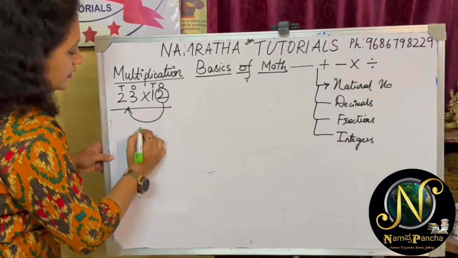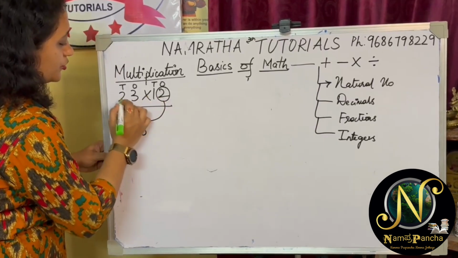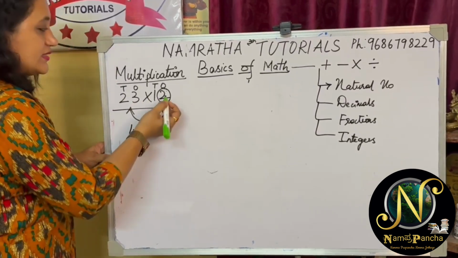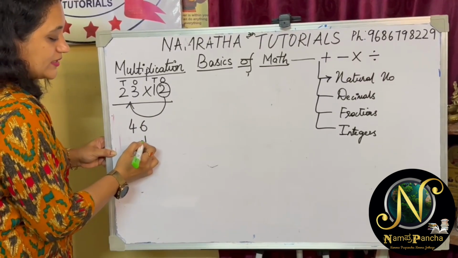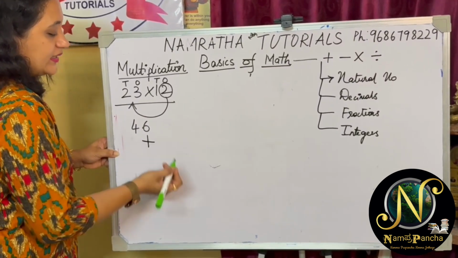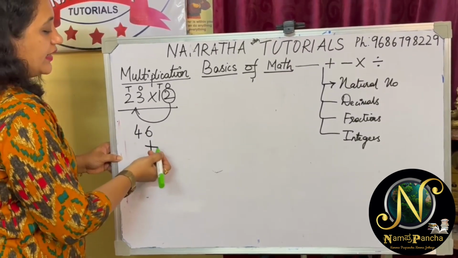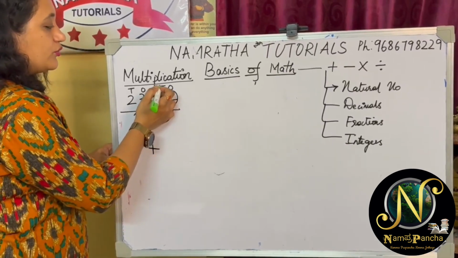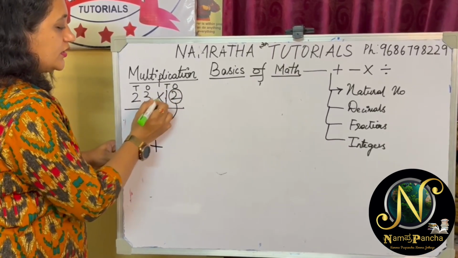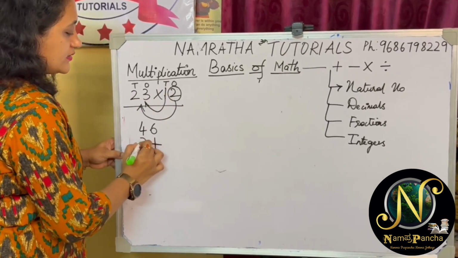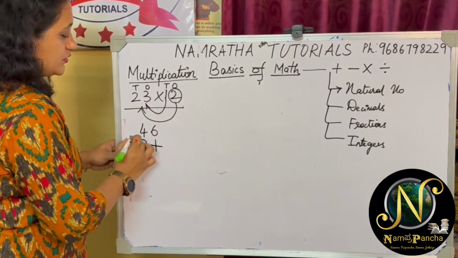So 2 3s is 6, 2 2s is 4. Now since ones place operation is over, I have to leave ones place blank. So to leave blank, I'll just add a plus. You can even add a 0. Next we are going to the tens place. From tens place we have to do the complete operation. So 1 into 3 is 3. 1 into 2 is 2.